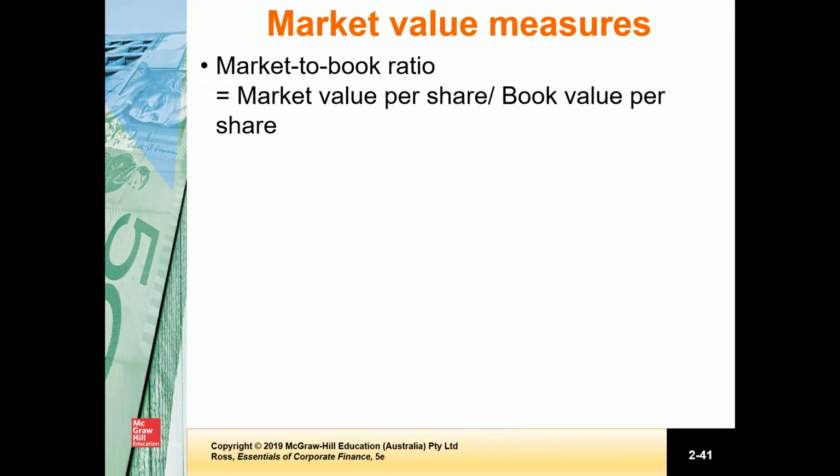Market price ratio also includes the market to book value ratio. So the market to book value ratio, you can say, is market value per share divided by book value per share. Now, look, this book value per share is an accounting number, so it reflects historical cost. Market value, on the other hand, is the value of the share in the market. In a loose sense, the market to book ratio compares the market value of a firm's investment to its cost.